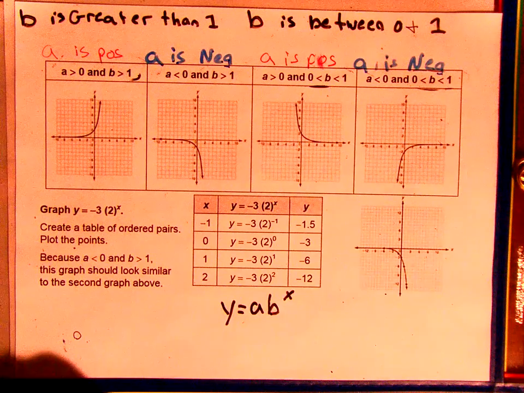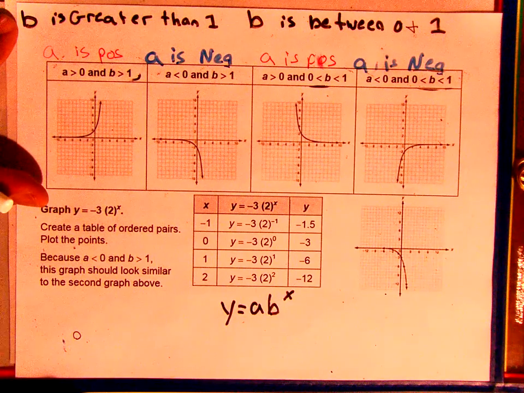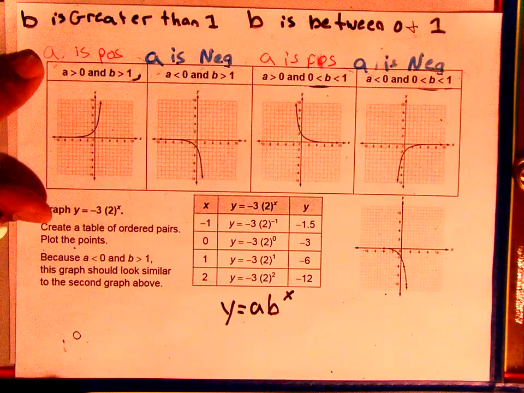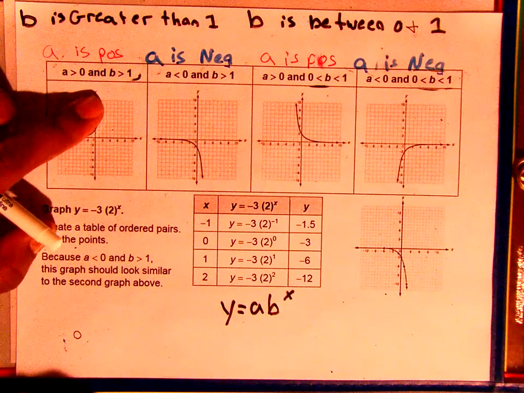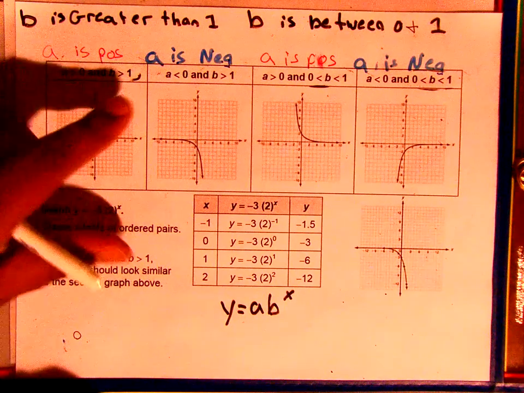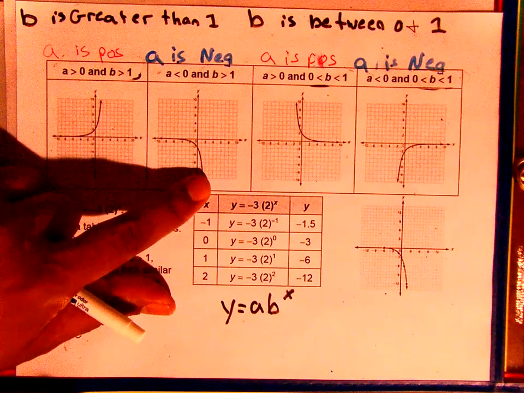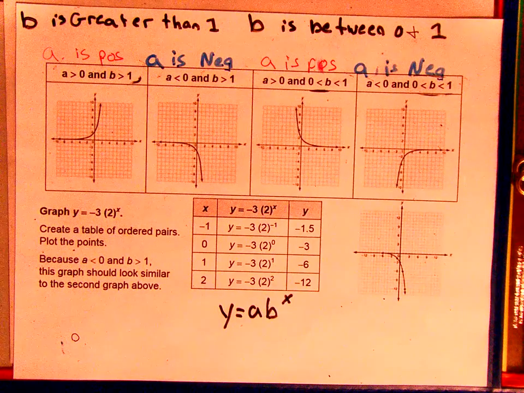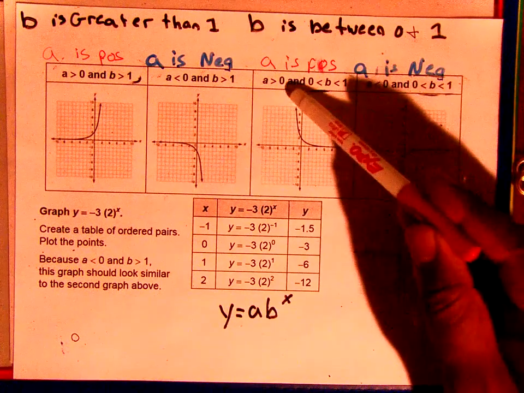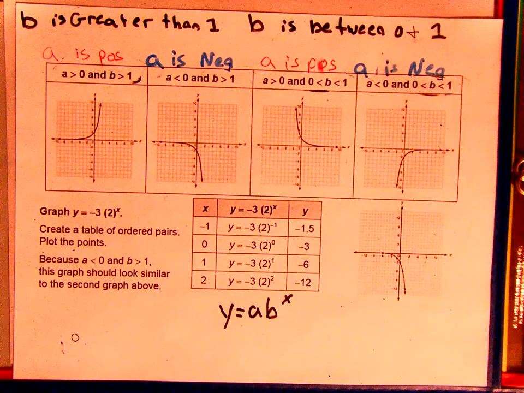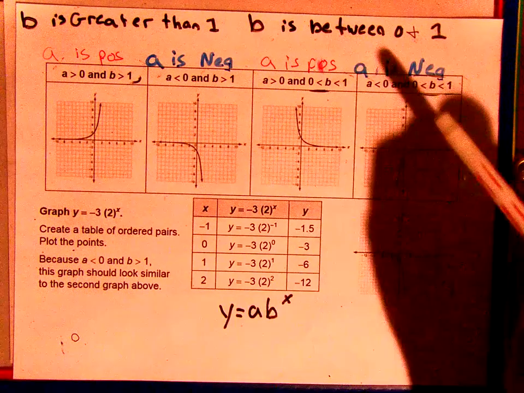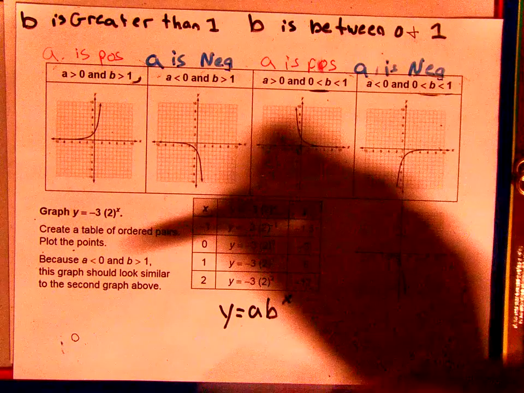So here, if your b is greater than 1 and your a is positive, your function looks like this. If a is negative, your function goes down like this. Now, if your b is between 0 and 1, looking like a fraction most likely, and your a is positive, it goes down like this. And if your a is negative, it goes like this.